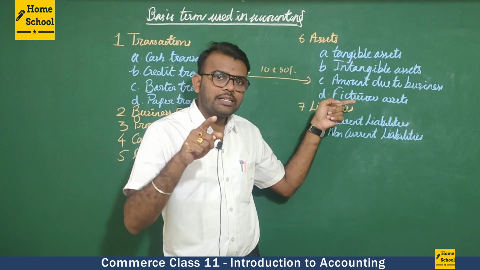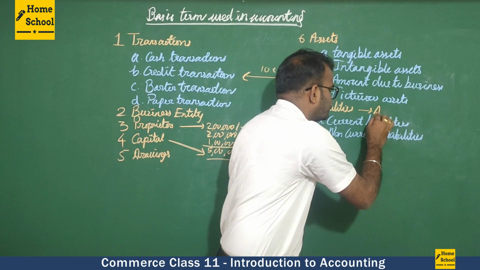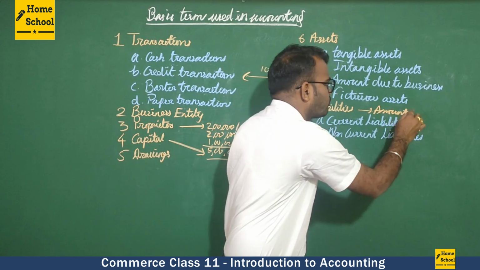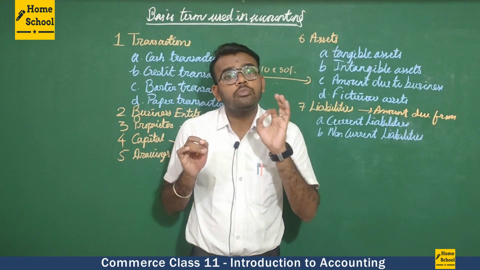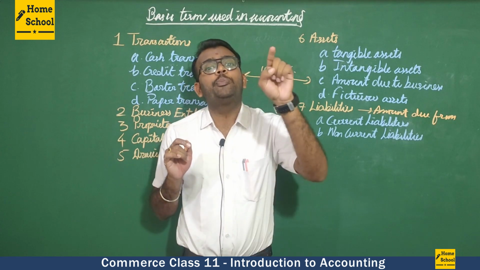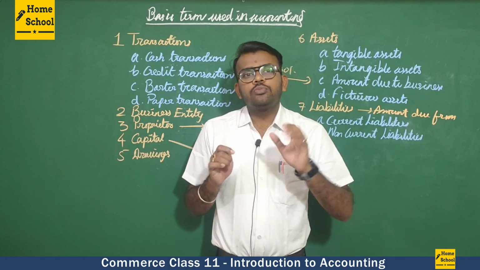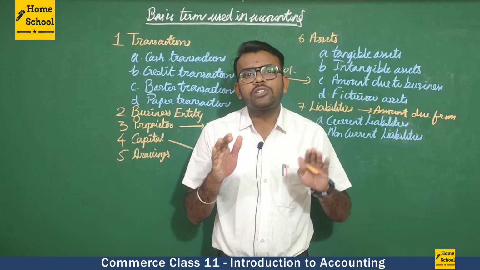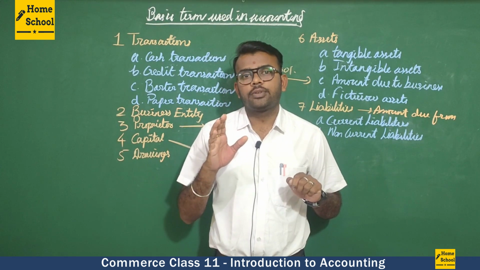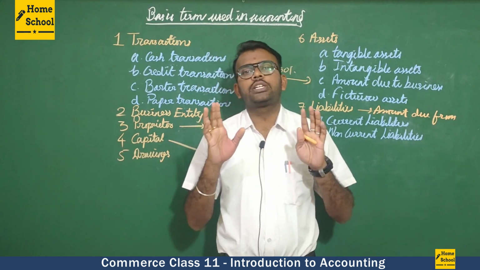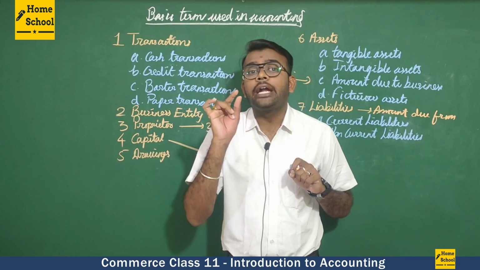Amount due to the business is an asset. Amount due from the business means your business needs to pay to them. That is a liability. So assume that you bought 100 bags of rice from the wholesaler. Say, for example, one bag costs 1,000 rupees. You need to pay him how much? 1 lakh rupees, because you bought 100 bags.